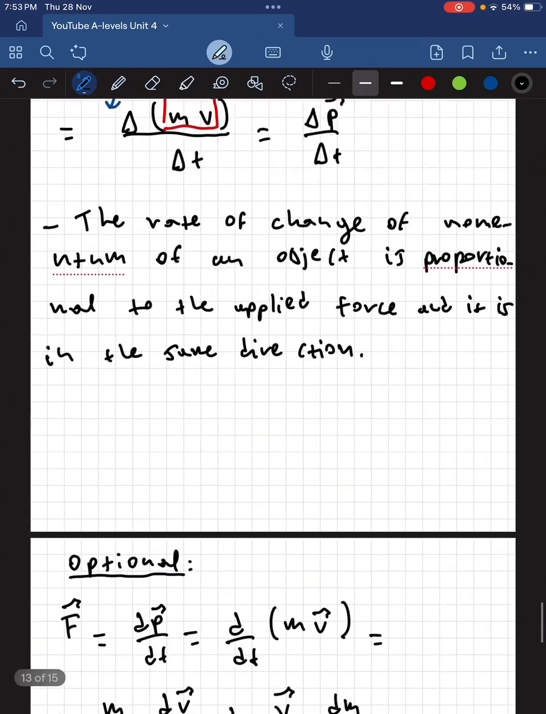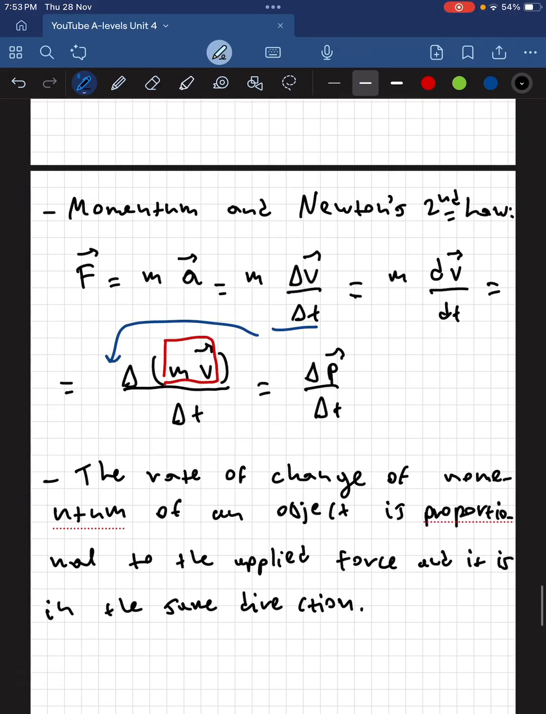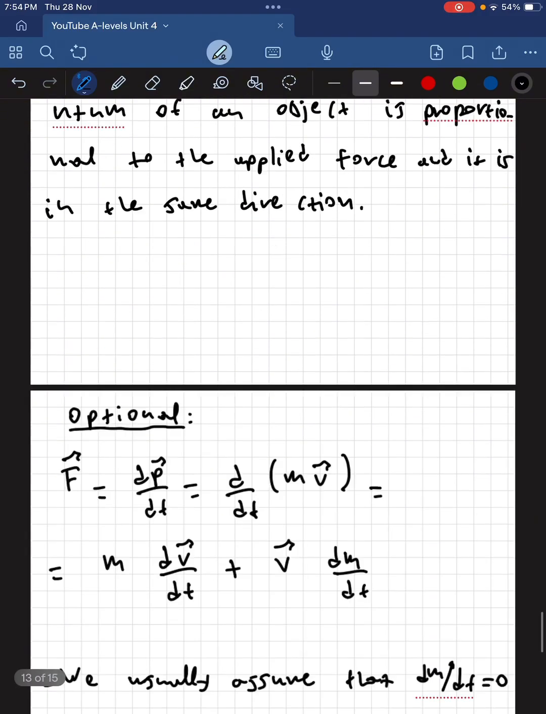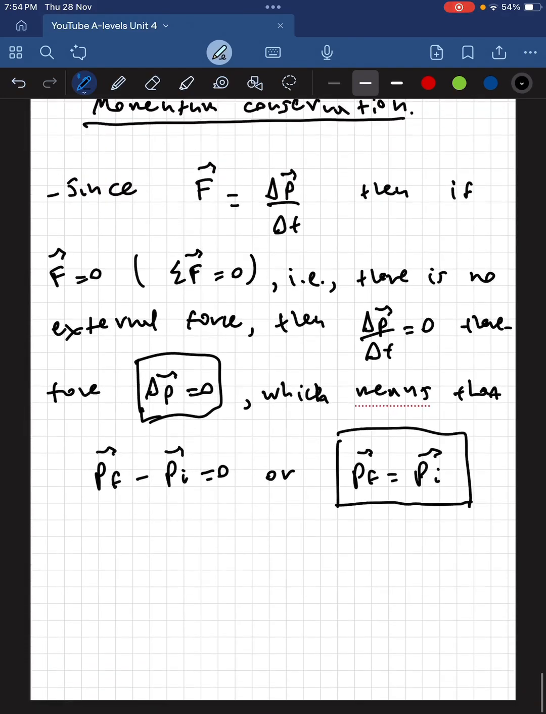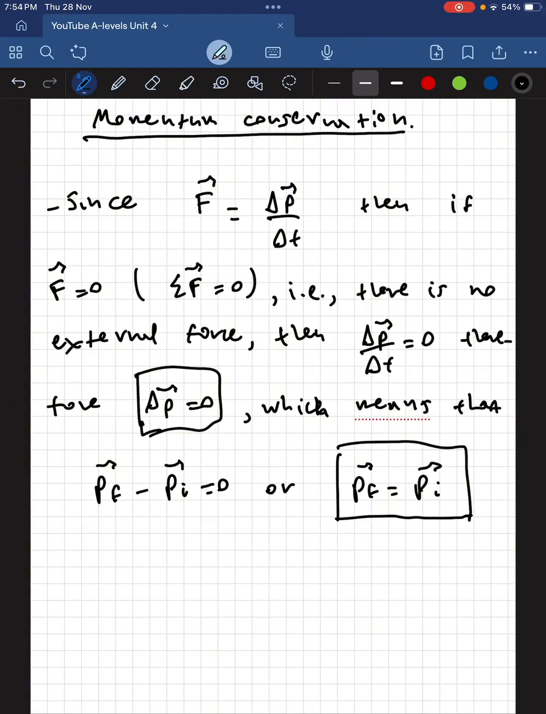Whereas d, this notation for momentum that we saw a little bit earlier, d means an infinitesimally small change. So this goes back to, for those of you who are heavy into math.